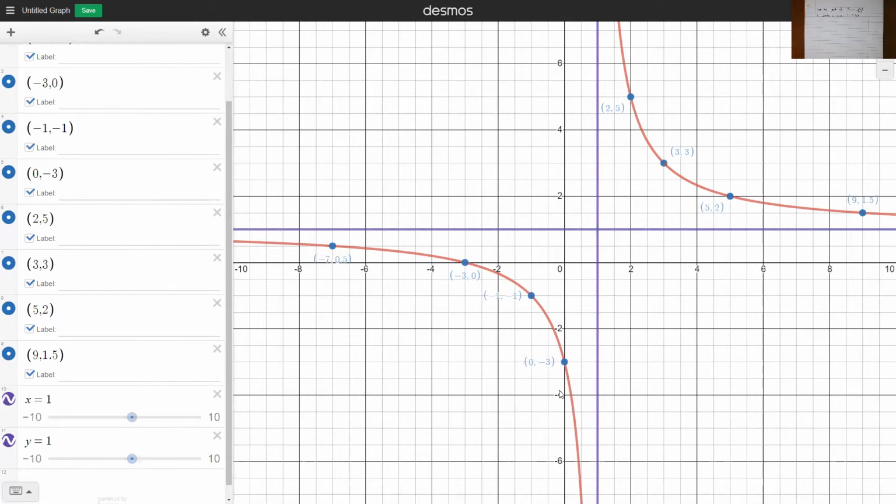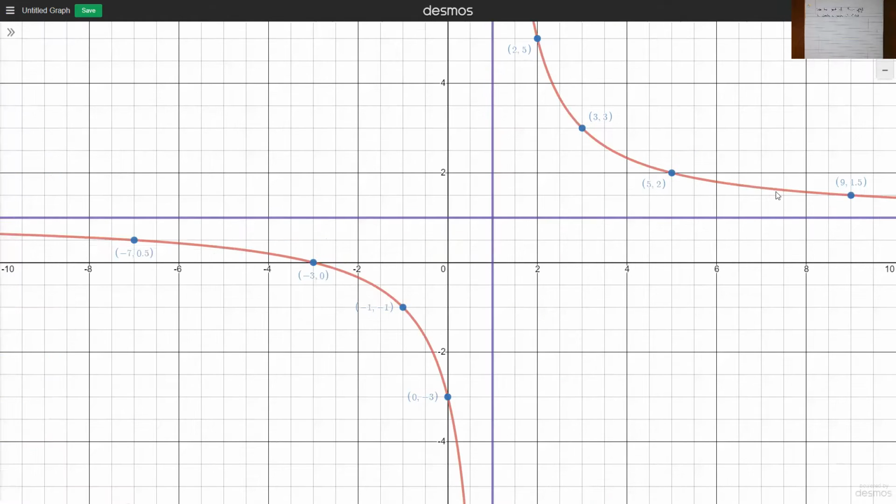Okay, so now we can see our two asymptotes. You may want to add those to your graph if you don't already have them. And we can see the two branches of the function, and I've labeled several different points. What we want to do right now is generate what the graph of the inverse would look like.